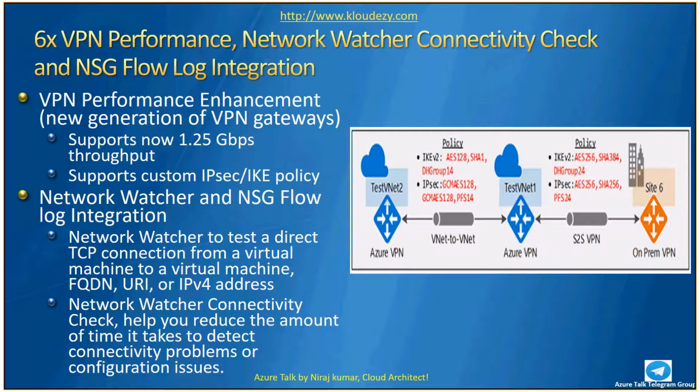That's again something you have to consider. Sometimes you will not get 1.25 Gbps of performance due to a lot of factors, like the ISP provider in the middle who sits on the path taking your traffic to the Azure cloud. So that's a quick enhancement.